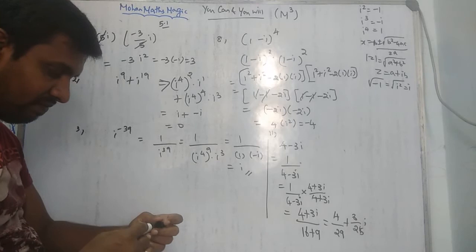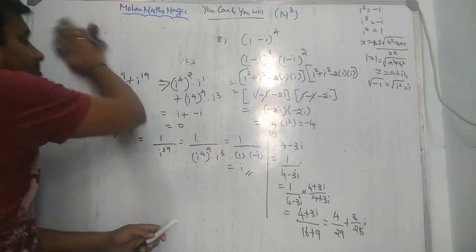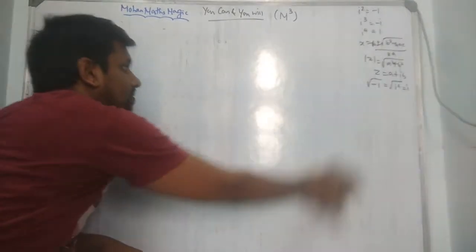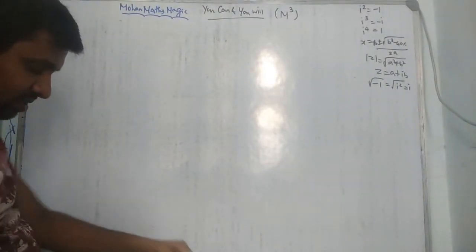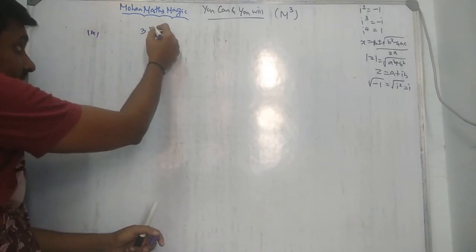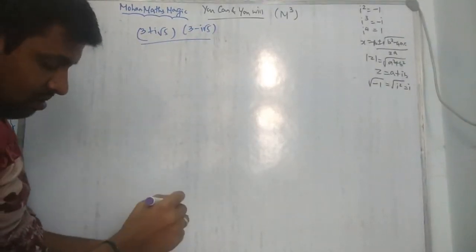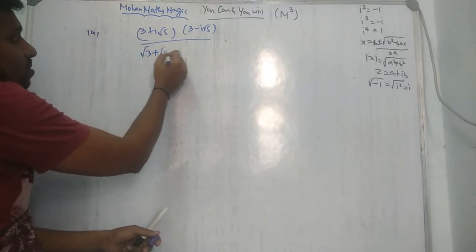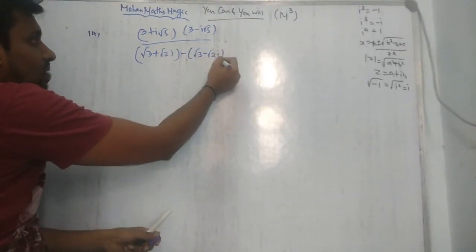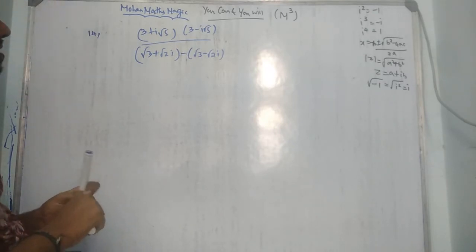Next, 14th sum. Express the following expressions in the form of a plus ib. So looking at the question, it looks a bit big. Okay, so express the following in the form of a plus ib. So what have they given? A fraction, 14th sum. So (3 plus i root 5) times (3 minus i root 5) upon (root 3 plus root 2 into i) minus (root 3 minus root 2 into i). Normal multiplication, just expand the bracket. That's it. So expand the bracket.